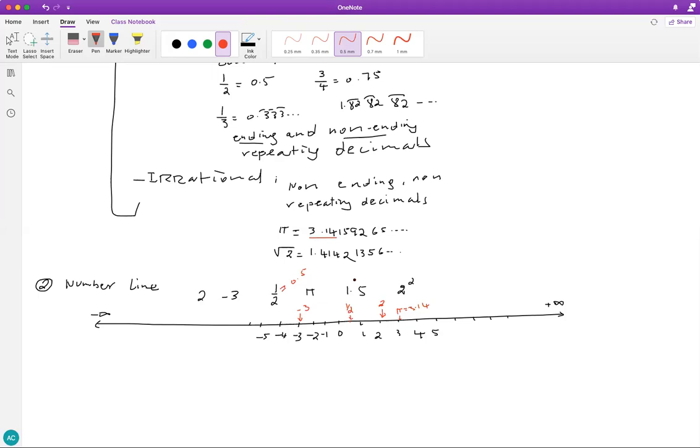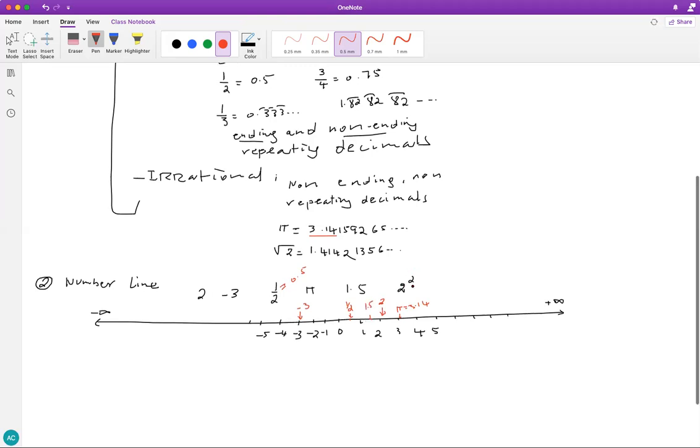And finally, the next one is 1.5. That would be between 1 and 2. Obviously, it's positive, so it's got to be on the right side. So that's right in the middle of 1 and 2. We have 1.5.